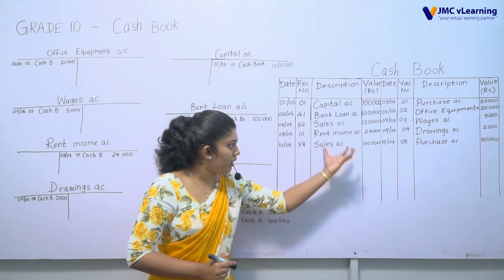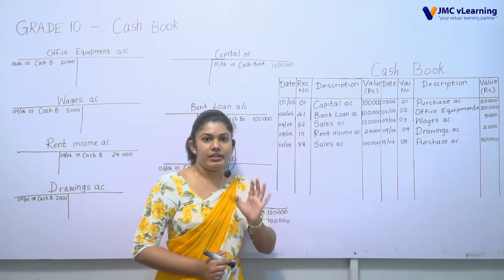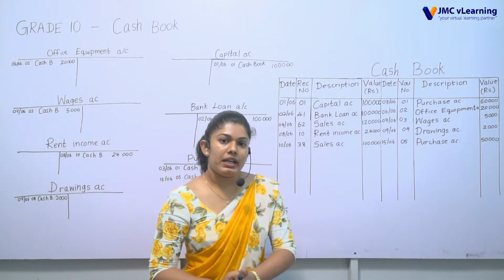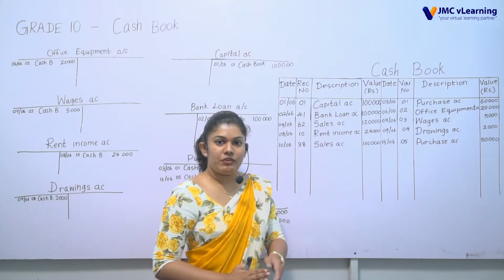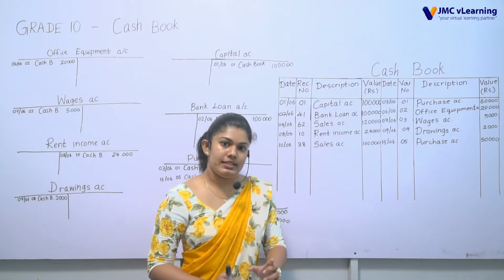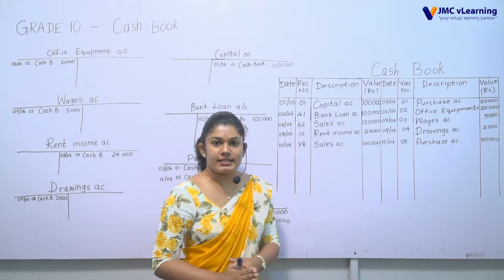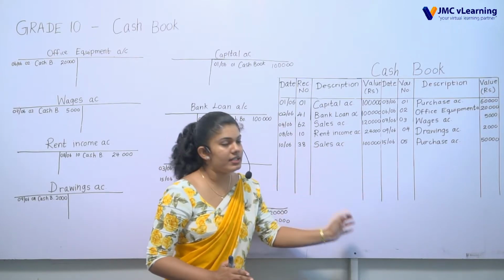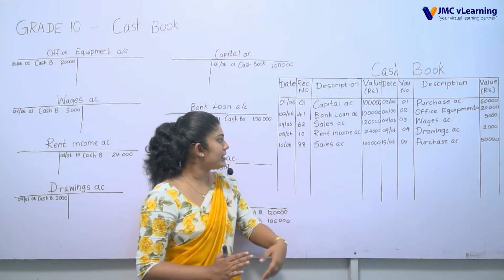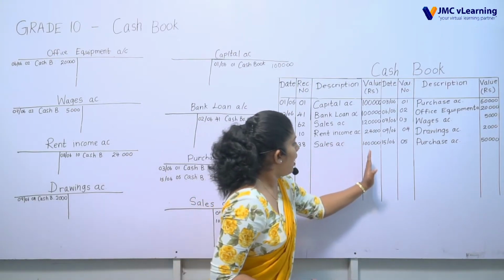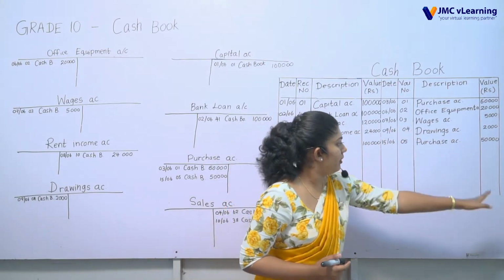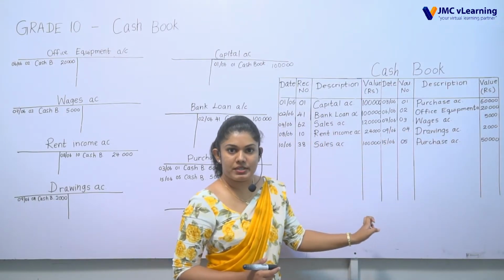So, finally, we have to close this account. We can't just keep it like this. Here we assume the accounting period ends with these 2 weeks. We are making the cash book balance for these 2 weeks. Therefore, we are closing this account. How to close? I taught you in the previous lesson.